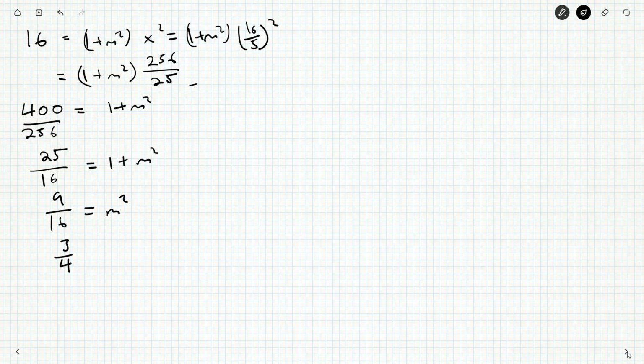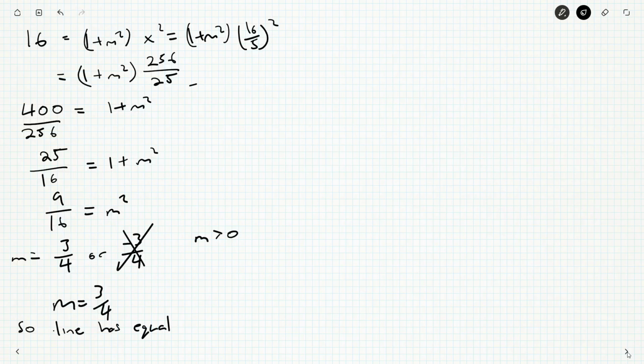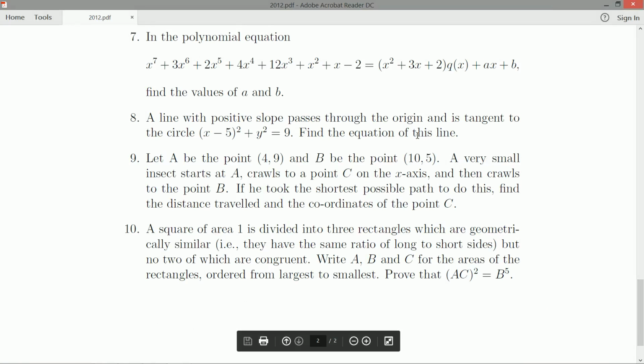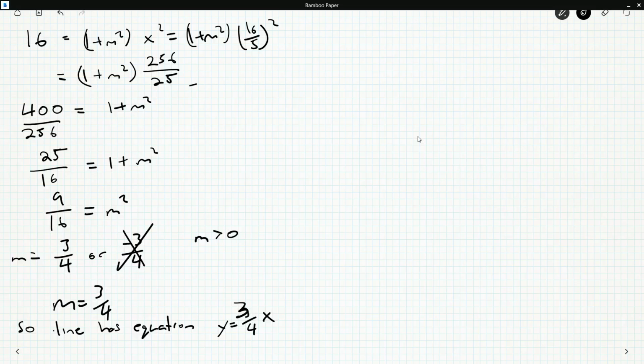Square root, we get 3 over 4, or negative 3 over 4, but we don't count this one because m is positive. Okay, m is 3 over 4. All right, so that's all we needed. m is 3 over 4, so the line has equation y equals 3 over 4 x. And that's all we wanted, the equation of the line. There we go. Should technically say find an equation of the line since they didn't ask for y-intercept form.